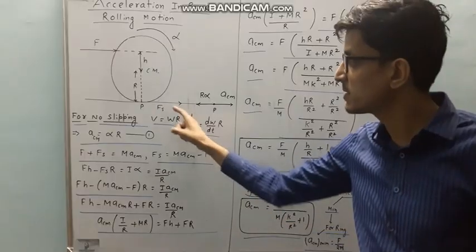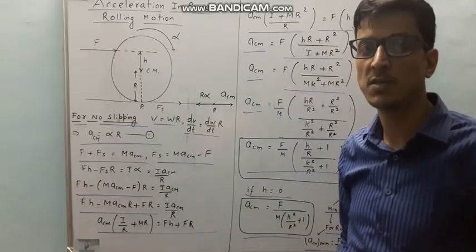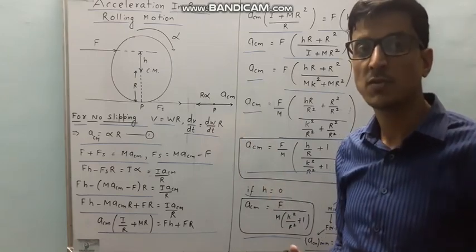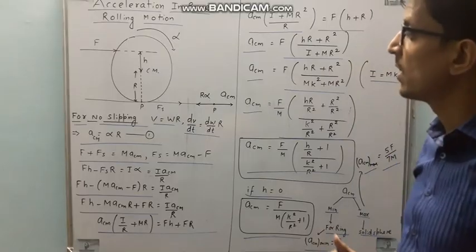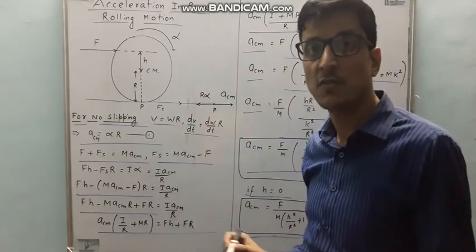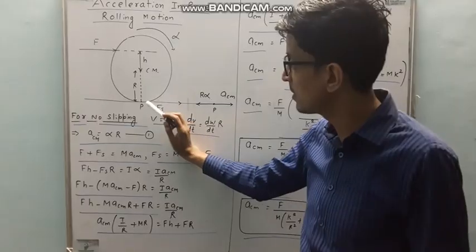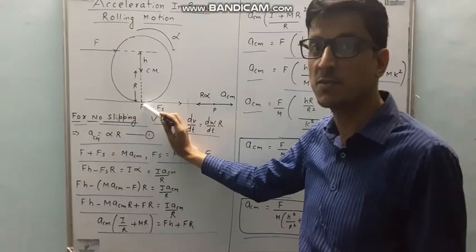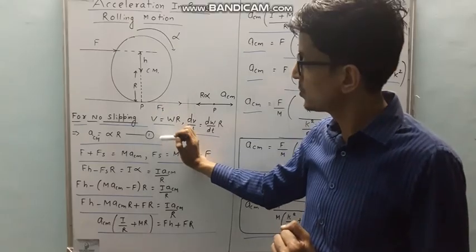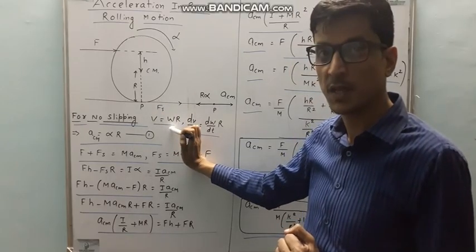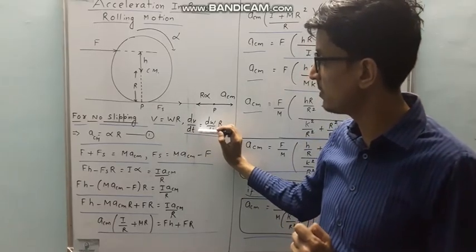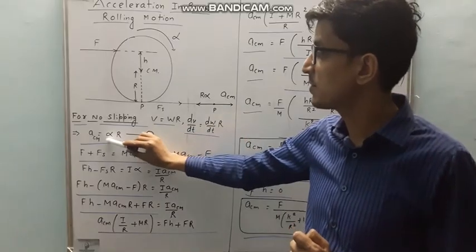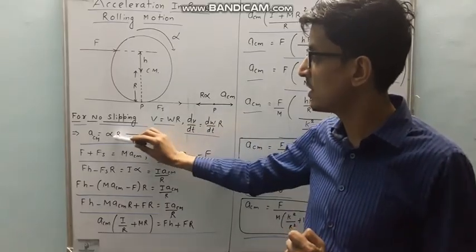Let's suppose friction acts in the forward direction. It may also act backwards, but without loss of generality, we can assume that it's acting forward because only the sign will change. So let's first see the condition of no slipping. We know that for no slipping, the point of contact must be at rest with respect to the ground. So we have v is equal to omega r. Differentiating this equation, we get dv by dt is equal to d omega by dt into r. We know dv by dt is the acceleration of center of mass and d omega by dt is alpha, so a_cm = alpha r.